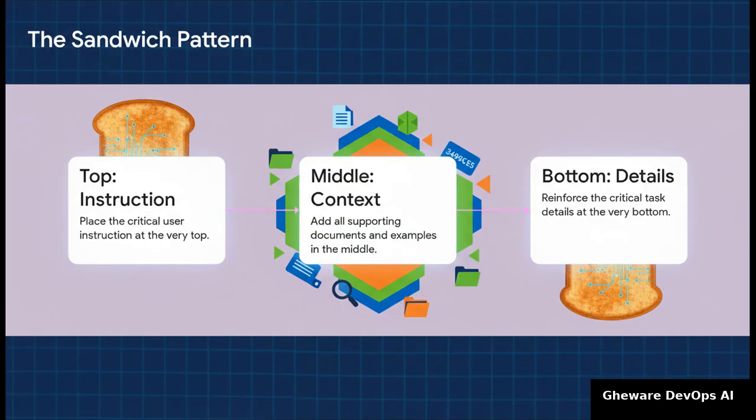So the solution is just beautifully simple. It's called the sandwich pattern. You structure your prompt like, well, a sandwich. The most critical user instruction goes right at the top. That's your top slice of bread. All the supporting documents and examples, that's the filling. It goes in the middle. And then, and this is key, you repeat or reinforce the main task right at the very end. That simple reordering can boost accuracy by up to 30%.